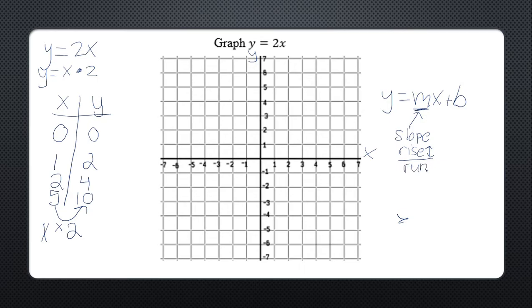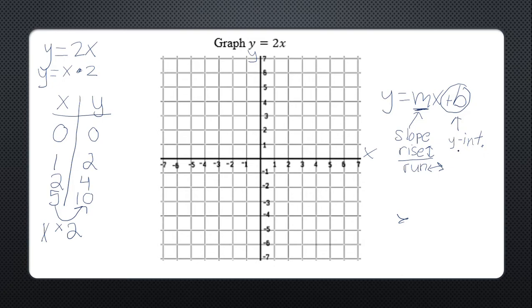which tells us how much we go from left to right. Okay? The b tells us what the y-intercept is. Y-int, I'm going to abbreviate for that one. The y-intercept tells us where our graph crosses over the y-axis.